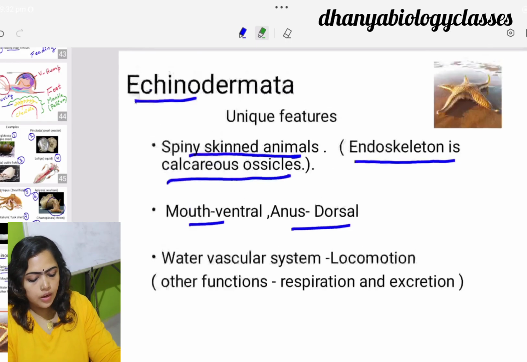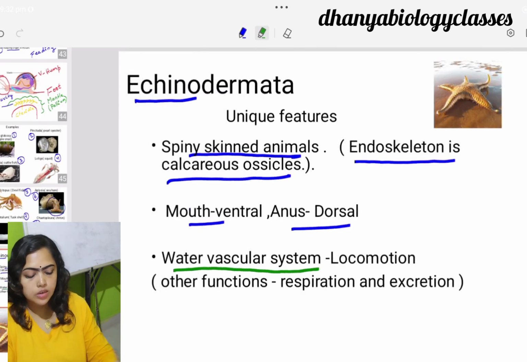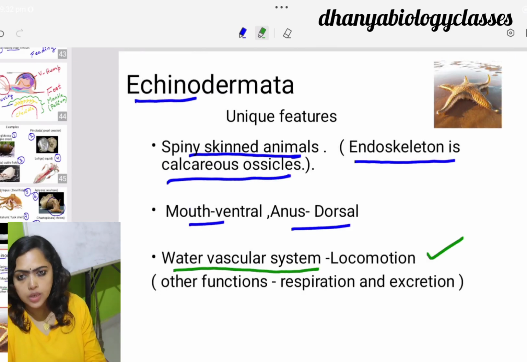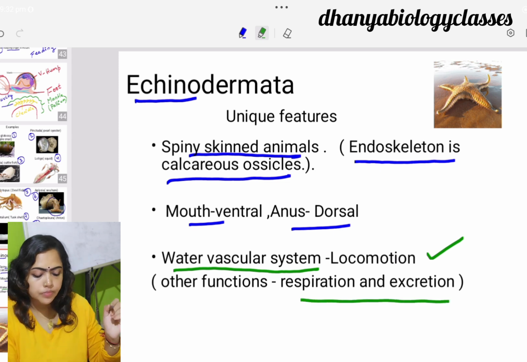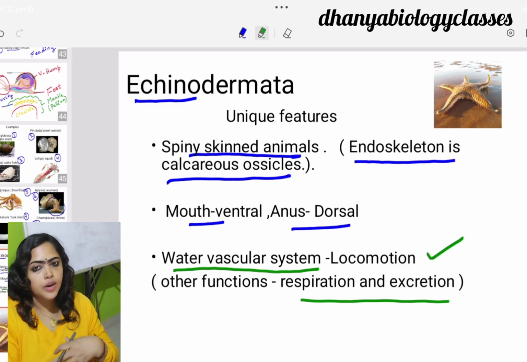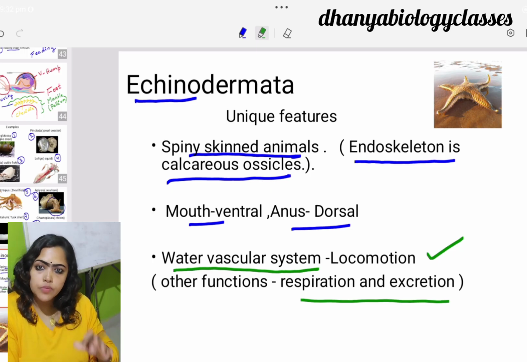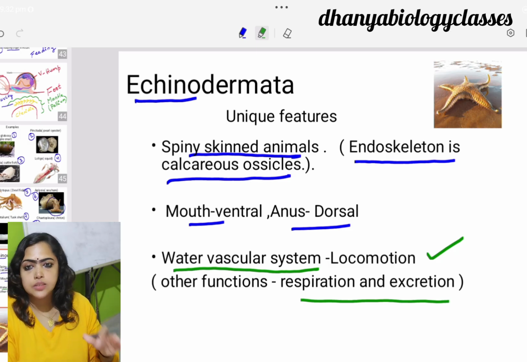Clear? And then the next thing is very important. The presence of the water vascular system plays a role in what? Locomotion. Other functions are also there: respiration and excretion. So the water transport system or water canal system is seen in which phylum? Phylum Porifera or sponges. So that thing we discussed. And this is the water vascular system, which is the characteristic feature of phylum Echinodermata.